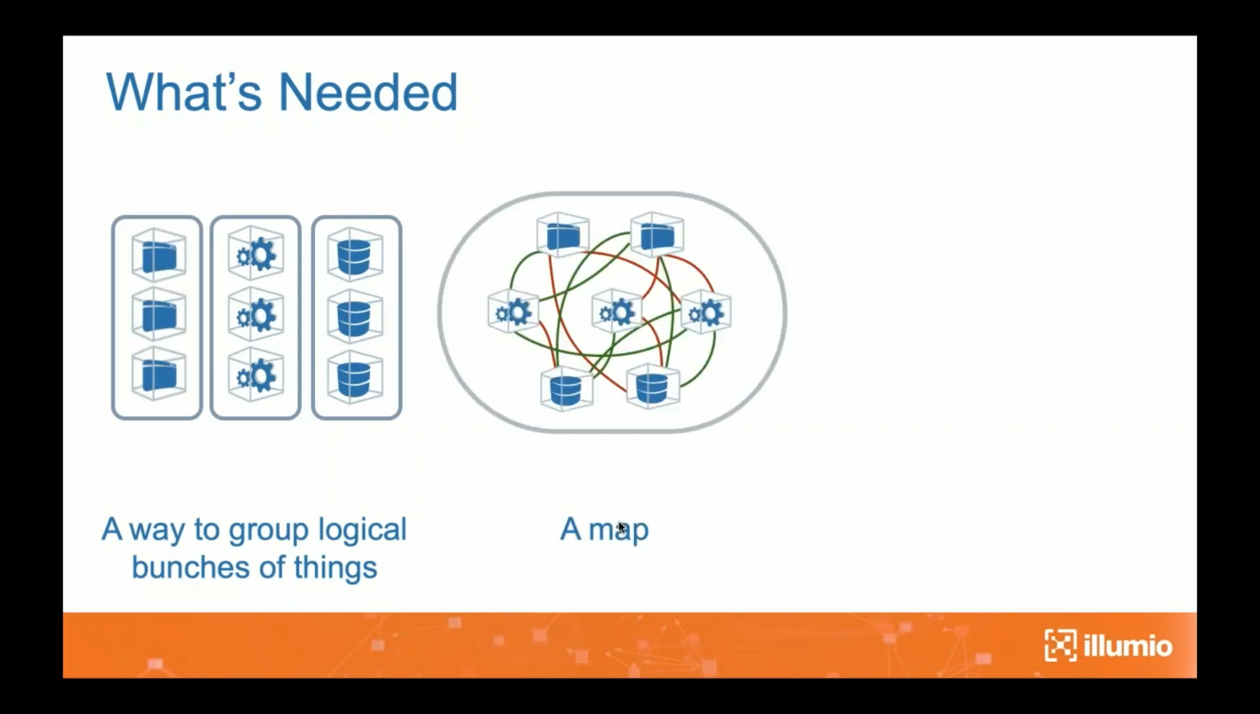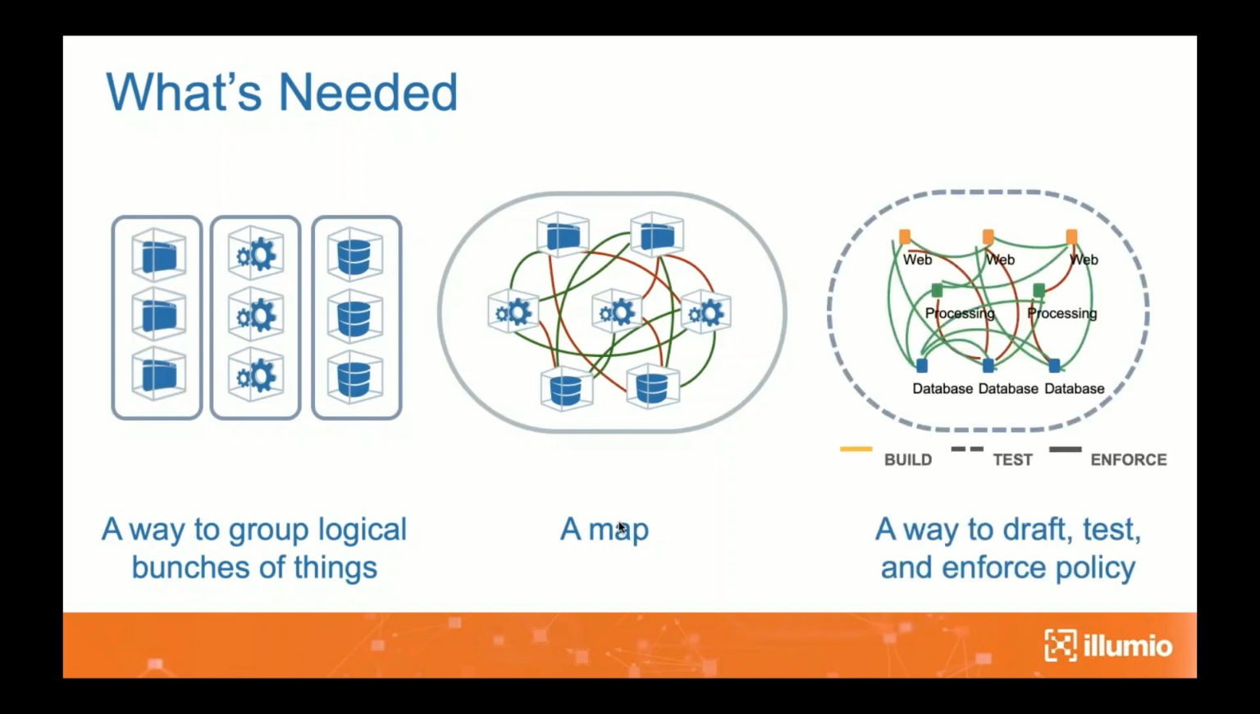You need a way to group things logically so that it's easier to express and manage your policies and do it using natural language. You also need a map to show you the applications, the connections, the flows. This is the application's behavior. And then lastly, you need to be able to do this at scale without breaking the application, which means that you need a way to model and test your policies before you go into full enforcement.